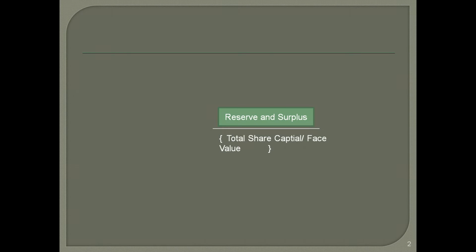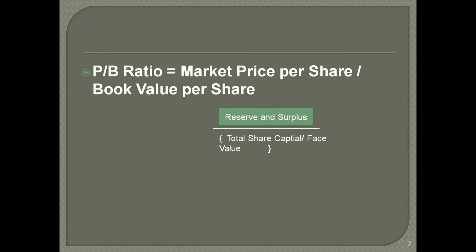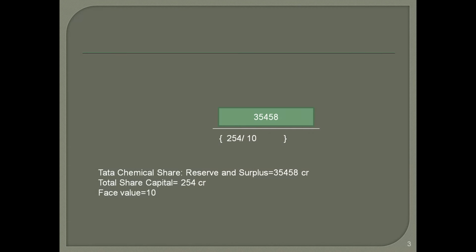PB ratio, the full form is price to book ratio, and for that you need to know the market price per share, which you can easily find, and then divide it by the book value per share. And this is the formula: book value is equal to face value plus reserve and surplus divided by the total share capital divided by face value. So this is very important. You need to know the reserve and surplus, the total share capital and the face value.